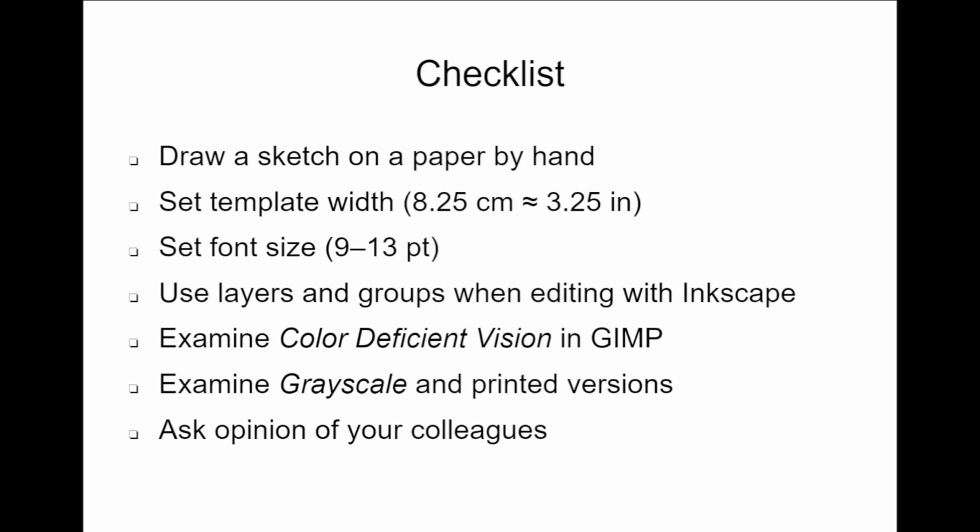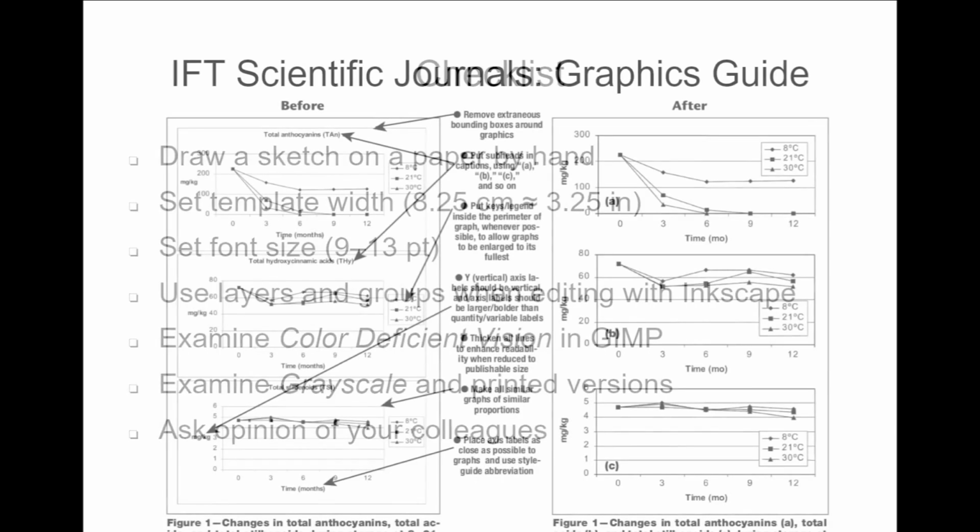Next, examine color deficient visions using GIMP. That's very easy, it doesn't take too much time, perhaps up to 5 minutes, but you will be sure that everyone can see your figure clearly. Do the same with grayscale and print out. Take a look at how your figure looks on paper. Finally, don't hesitate to ask opinions from your colleagues.